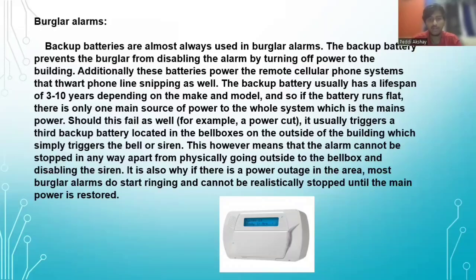And so if the battery runs flat, there is only one main source of power to the whole system, which is the mains power. Should this fail as well, for example a power cut, it usually triggers a third backup battery located in the bell boxes on the outside of the building, which simply triggers the bell or siren. This, however, means that the alarm cannot be stopped in any way apart from physically going outside to the bell box and disassembling the siren. It is also why, if there is a power outage in the area, most burglar alarms do start ringing and cannot be realistically stopped until the main power is restored.